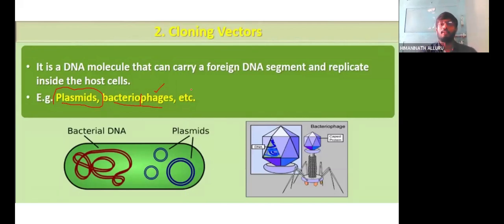Next one is, why can't we use other things? Is it possible to use them? Children will always have a doubt. A bacteriophage is something that infects the bacterium and uses it as a factory to multiply. How come we use the bacteriophage as a vector? Students will have the doubt.